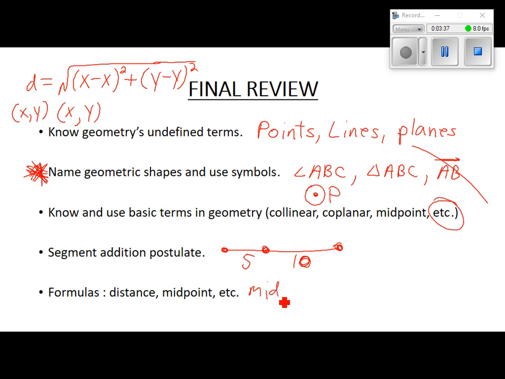Midpoint formula, don't make midpoint formula hard. It's the easiest formula that there could be. All you do is add the two x coordinates together, divide by 2, add the two y coordinates together, divide by 2. On the review packet, flipping through there, find any problems that deal with any of these things, and we'll do them together.